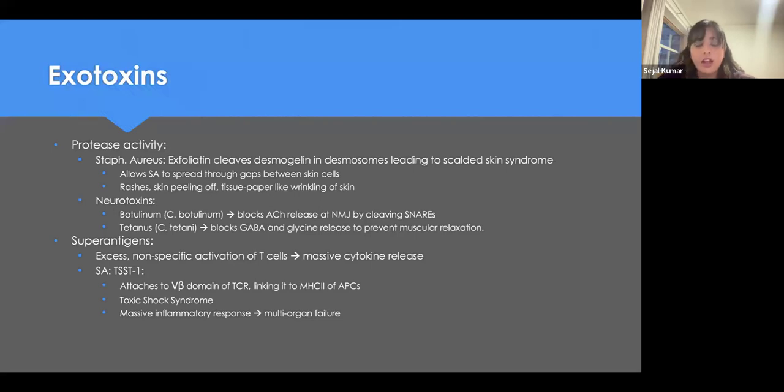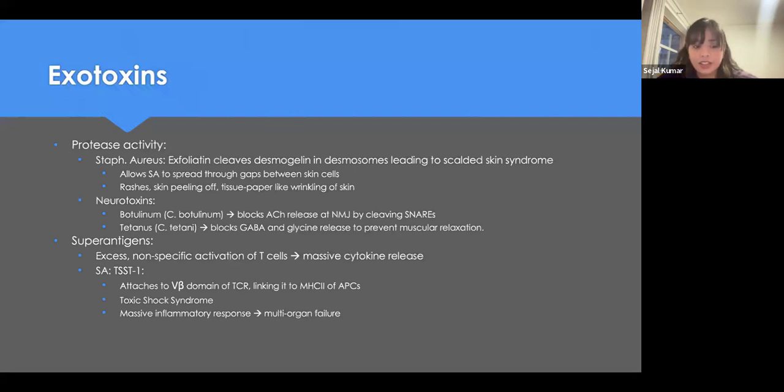Neurotoxins are another example of this because, like botulinum toxin from C. botulinum, this blocks acetylcholine release at the neuromuscular junction by cleaving the SNARE proteins, which, if you remember from first year, are important for vesicle release of ACh. And then you also have the tetanus toxin, which blocks GABA and glycine release to prevent muscular relaxation. So the tetanus toxin basically travels, I think, in a retrograde fashion back to the brain. Yes, may need to look that up.